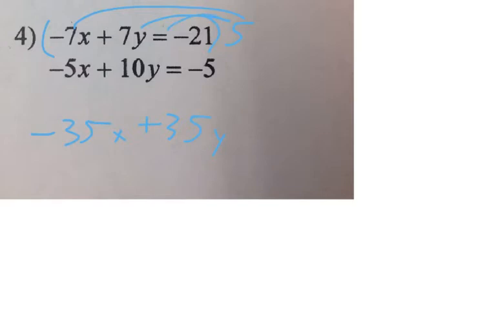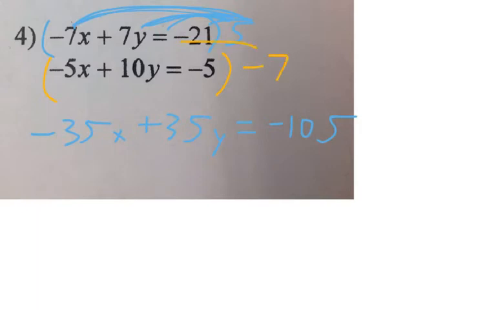Distributing 5 times negative 21 is negative 105. Okay, so I see how I distributed the 5. 5 times negative 7, 5 times 7, 5 times negative 21, right? Now the second equation, I'm going to times by negative 7.